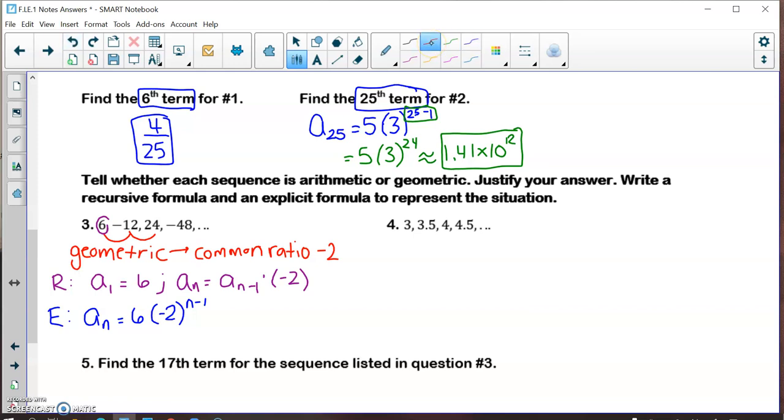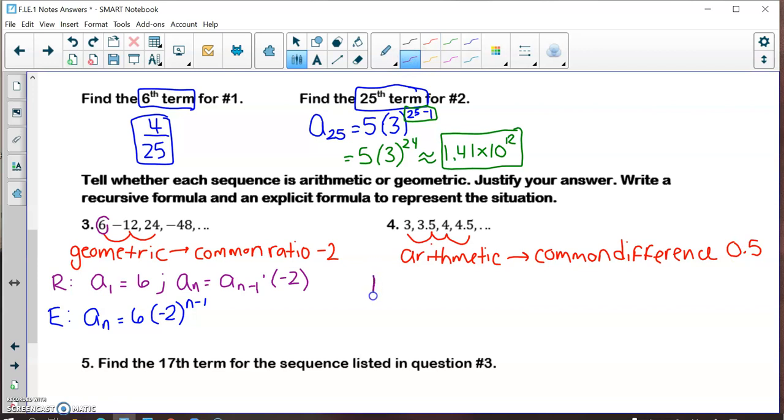Number 4, this is arithmetic because we're adding 0.5 every time. So it's arithmetic. It says to justify our answer. So we're going to say because it has a common difference, not a common ratio, a common difference here. That's what makes it arithmetic. And it's a common difference of 0.5.